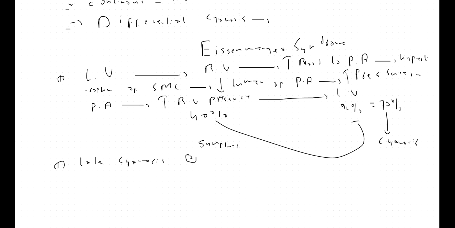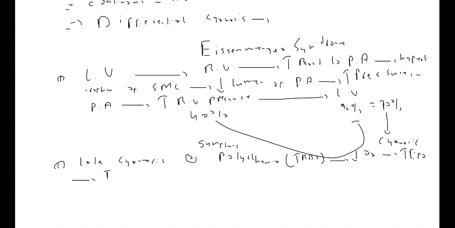Polycythemia. Can anybody tell me why we get polycythemia in Eisenmenger syndrome? Polycythemia means an increased number of RBCs. So why do I increase the number of RBCs? Very good. Because of hypoxia, there will be an increase in erythropoietin levels. Because of reduced oxygen, you get increased EPO release from the kidney. And the EPO will stimulate the bone marrow to produce a lot of RBCs. So that will be polycythemia.